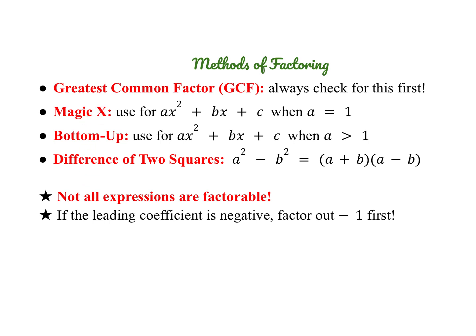And then we have a method that I like to call magic X. We use it for quadratics that look like this: ax squared plus bx plus c. But when your a value is equal to 1. So when the coefficient of x squared is 1, we can use this magic X method. But when the coefficient of x squared is greater than 1, it's a little trickier. There's lots of different methods we can do, but the one I like to use is called the bottom-up method. So I'll walk you guys through that.